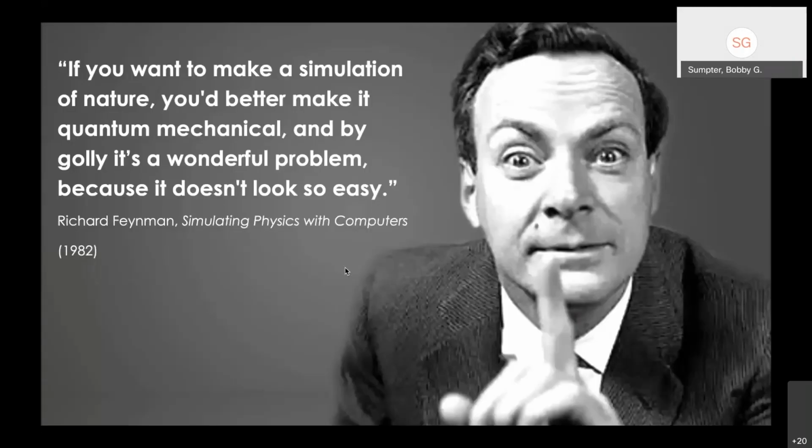A long time ago, a genius, a Nobel Prize winner, said, if you want to make a simulation of nature, which is what we're trying to do, right? You better make it quantum mechanical. And by golly, it's a wonderful problem because it doesn't look so easy. I love Feynman. He's actually quite comical sometimes too, but he's always right. So basically what he's saying is, if you could do these things with quantum computing, you actually could solve some of the problems that might seem intractable.